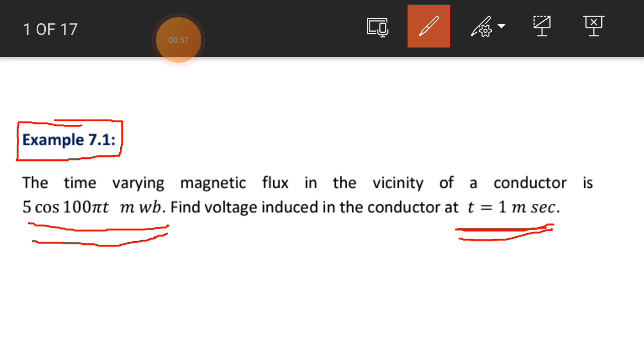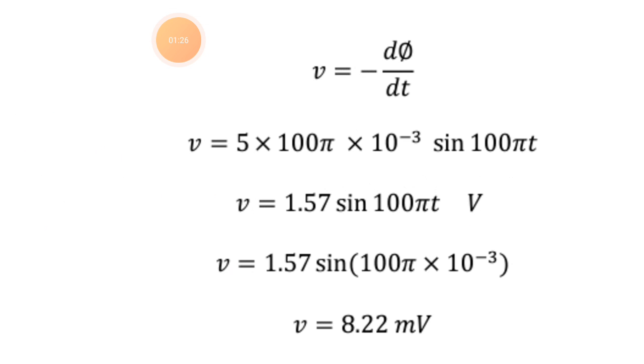So in this numerical example, a conductor is placed in a time varying magnetic flux. Voltage will be induced across this conductor. We need to find out the instantaneous equation for the voltage which is induced across this conductor, and then we need to find out this voltage at time t is equal to 1 millisecond. So the magnetic flux is a time varying magnetic flux.